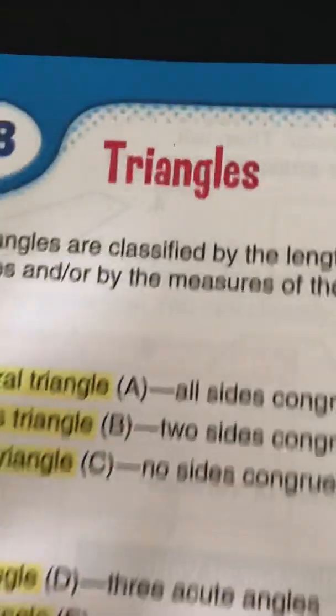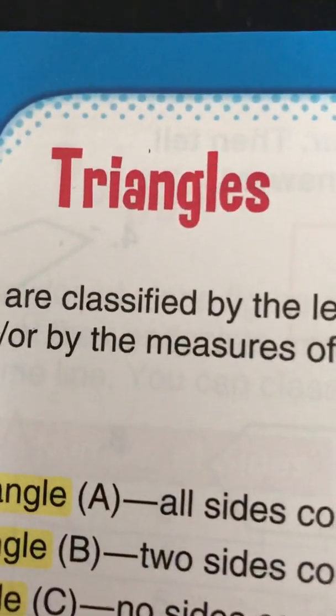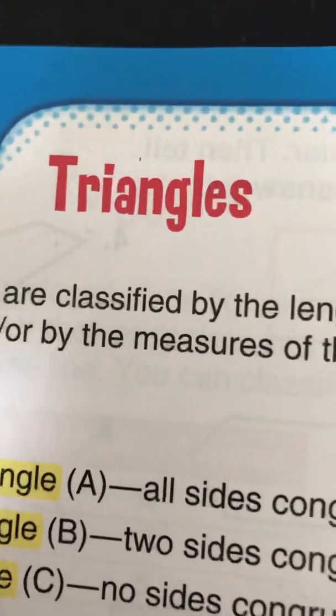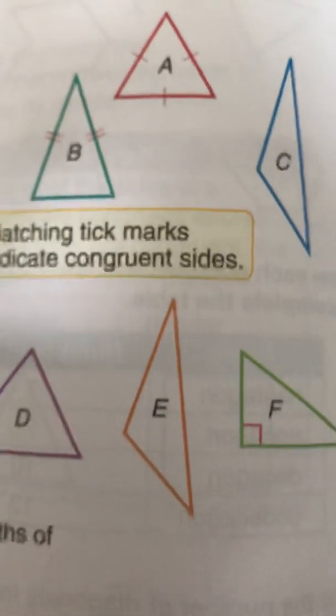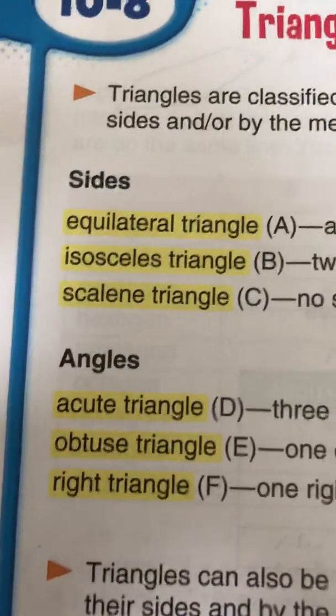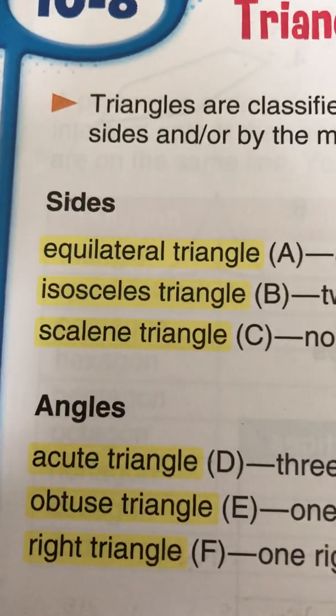Hello, 6th grade. Today we're going to be moving on to triangles. Now we're just going to start off by classifying triangles. As you know, a triangle looks like this, just in case you forgot. In order to classify a triangle, you can classify it by its sides and by its angles.